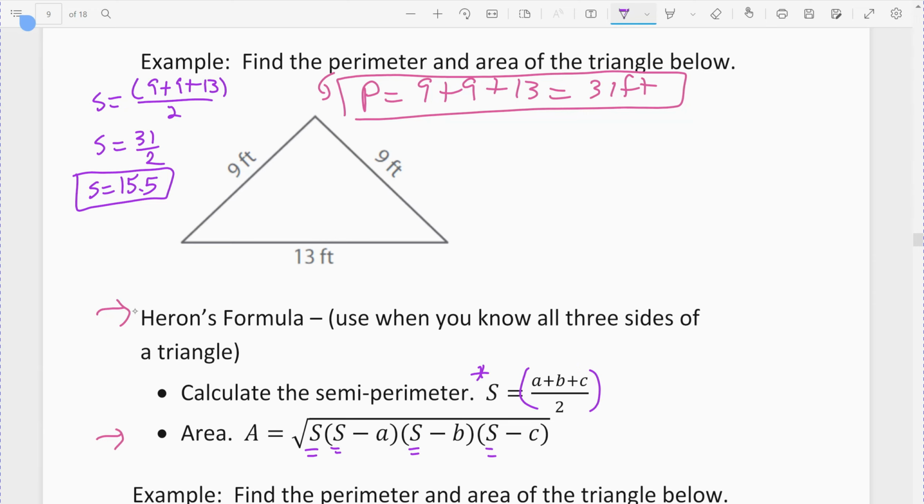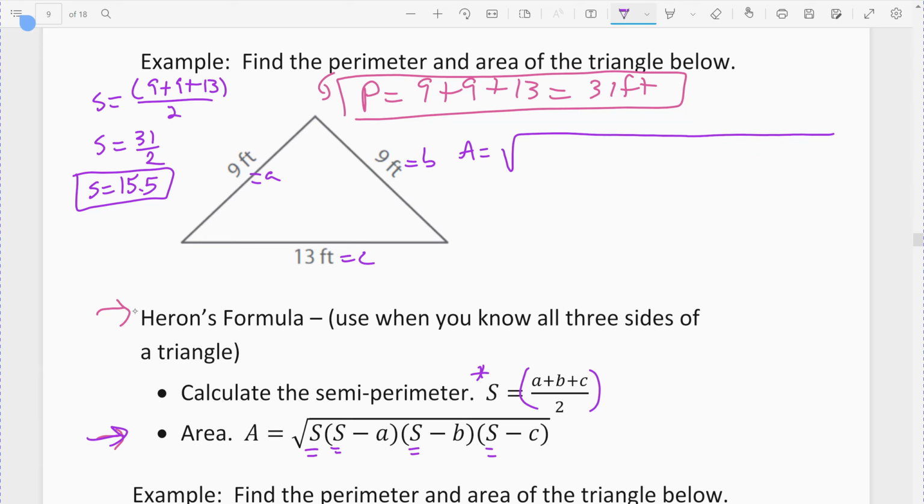A, B and C you can label whatever you want. I'll let this side be A, this side be B, and this side be C. You can label them differently, but those are what I'm going to use. So, area using Heron's formula. The biggest thing about this is you just have to be really careful. Do not round until the end of the problem.